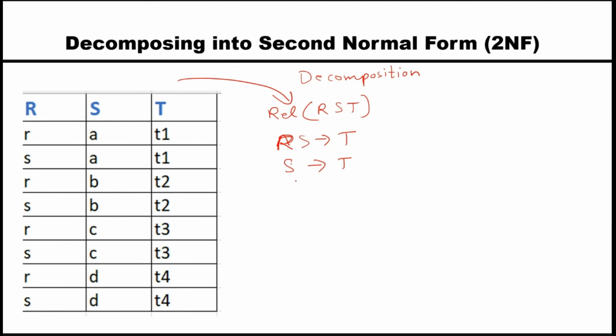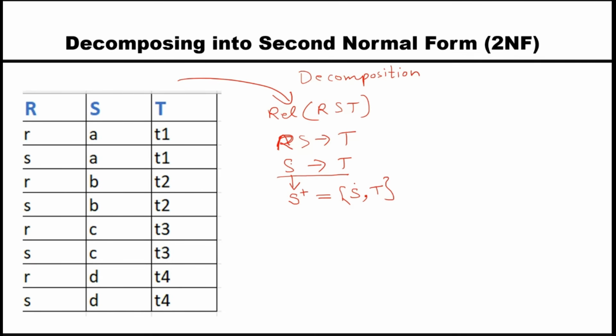Okay, the algorithmic step for how you can decompose a relation. Whatever functional dependency is creating a problem, you have to take the closure set of it. Here S is creating a problem, so you would take the closure of S. And closure of S would be what? S plus. You will determine S, and you will also determine T, because S is determining T.